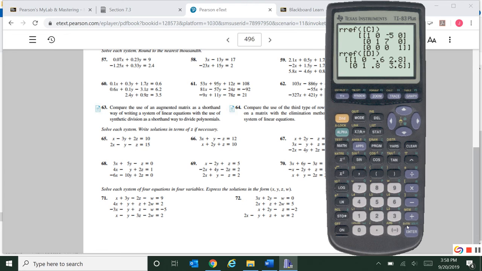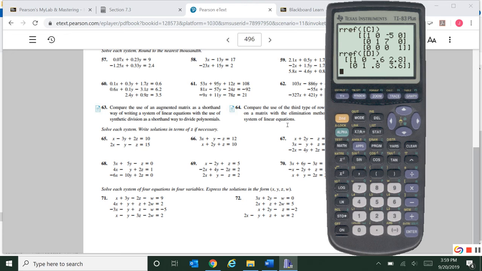But what this actually says is x minus 0.6z equals 2.8, and y plus 0.8z equals 3.6. Now, if you would have had a third one, your bottom row would have all been zeros. It would have been 0, 0, 0, so 0 equals 0 is true. So actually, maybe 69 does have a solution.